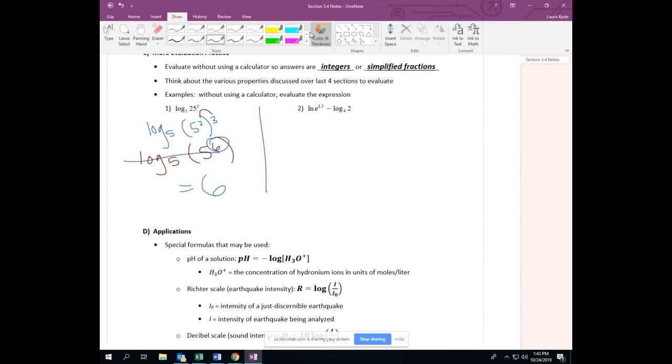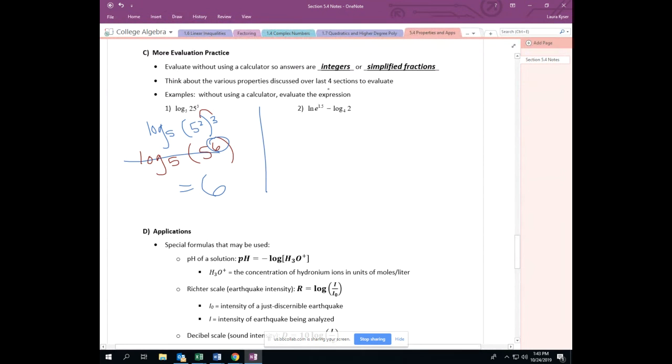The second one of these examples follows 2 different steps. There's 2 different special rules involved. And the first one comes from the rule about natural log and e. According to the rule, when you have the natural log of e to a power, the natural log and the e cancel each other out. And when that happens, you're just left with the exponent, which in this case is 1.5.